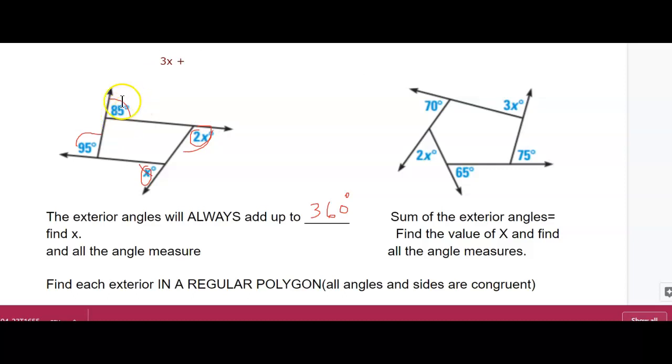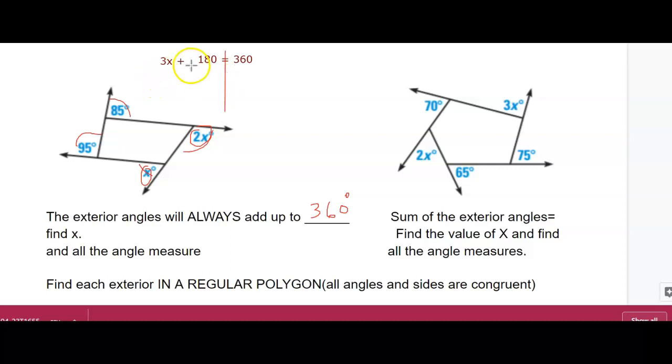Okay, so now add up 85 plus 95. So what is 85 plus 95? Good, it's 180 degrees. So 3x plus 180 equals 360, and they're always going to equal 360 no matter what. Then you can solve it.